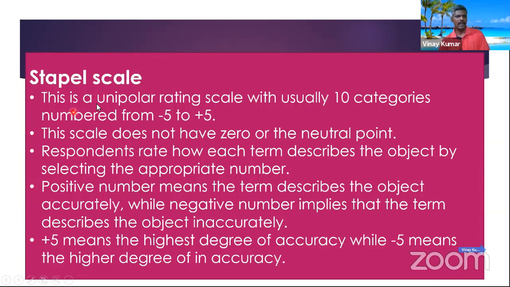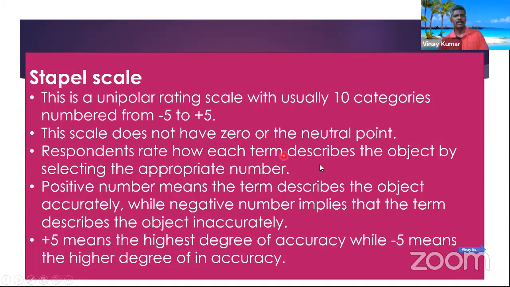Then you have the Stapel scale. This is a unipolar rating scale with usually 10 categories numbered from -5 to +5. So here we see numbers being assigned to measure the data. And this scale does not have a 0 or neutral point, whereas in the previous scales, whether it's the semantic scale or the Likert scale, we can see the neutral point. But here in the Stapel scale, we don't usually see a neutral point or any 0.